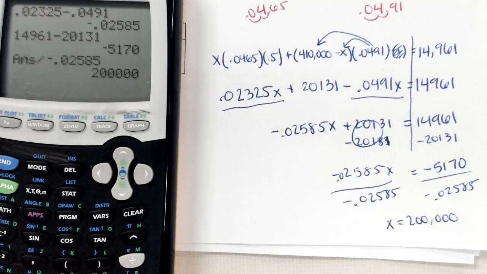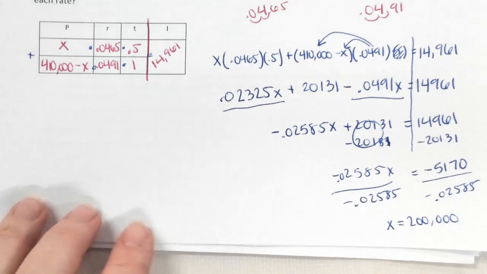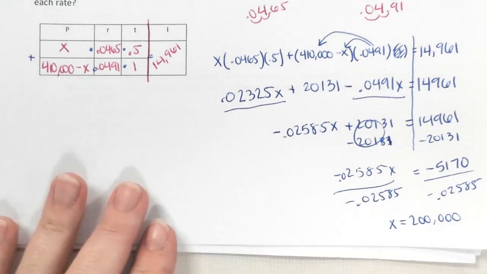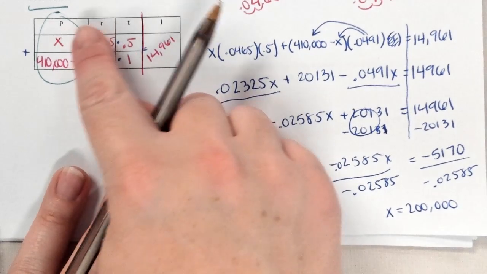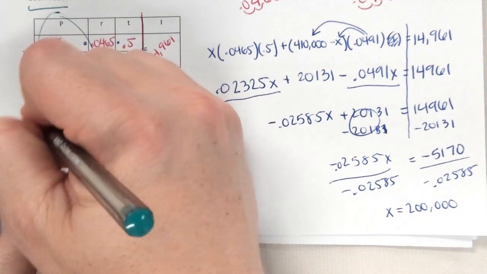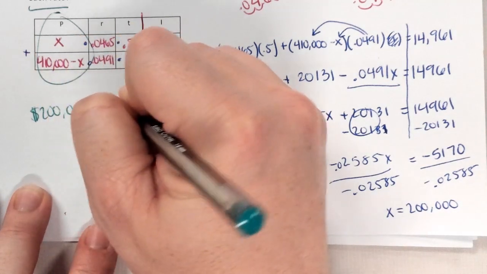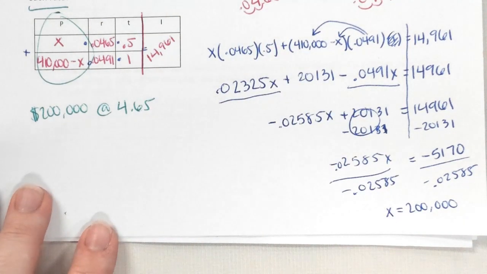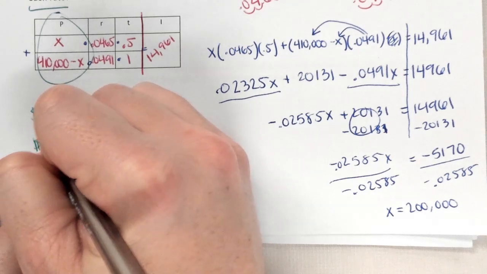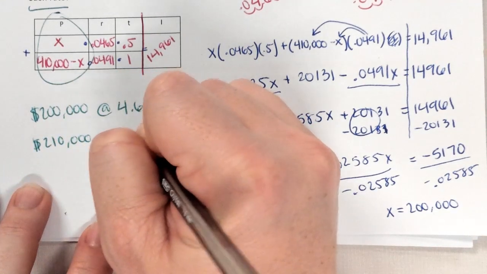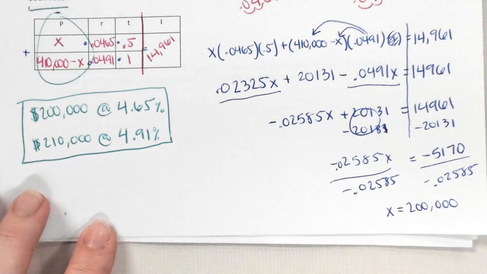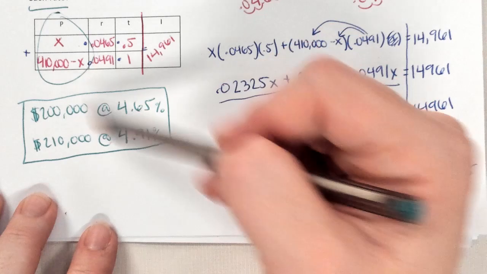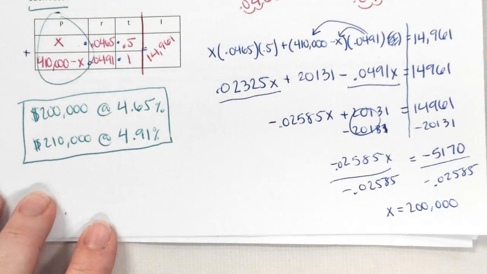So when you're done solving, this is what you should have. Any questions with that? So now I go back and read my question, and it says how much should be invested at each rate? Well, that's my principal. That's what I'm putting in. So I know at 4.65%, it's just 200,000. And then if I do 410,000 minus 200,000, I get 210,000 at 4.91%. Because I had to plug it into these two to figure out what my amount invested was.